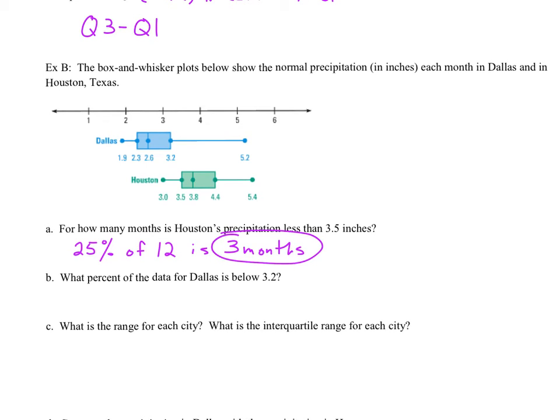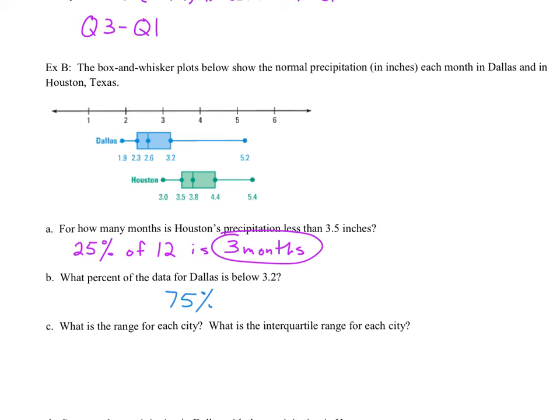What percent of the data for Dallas is below 3.2? So I look here at Dallas, 3.2. Well, that's at my Q3, and it wants to know below that. So that's 25%, and that's 25%, and that's 25%. So that means there is 75% of the data below 3.2.